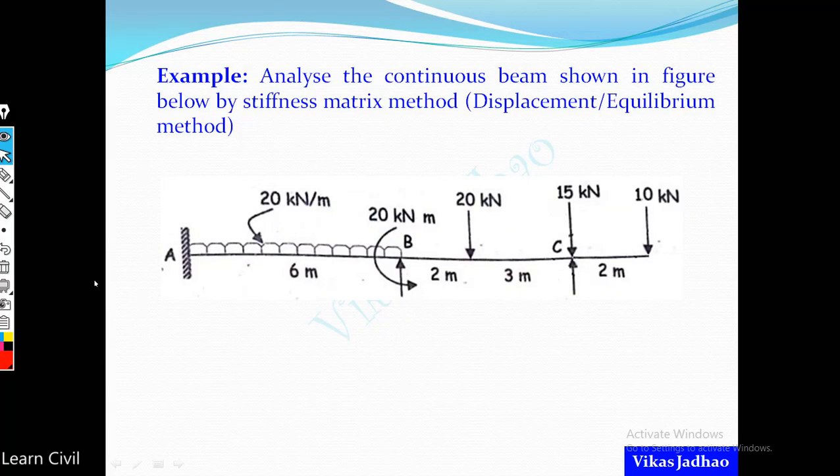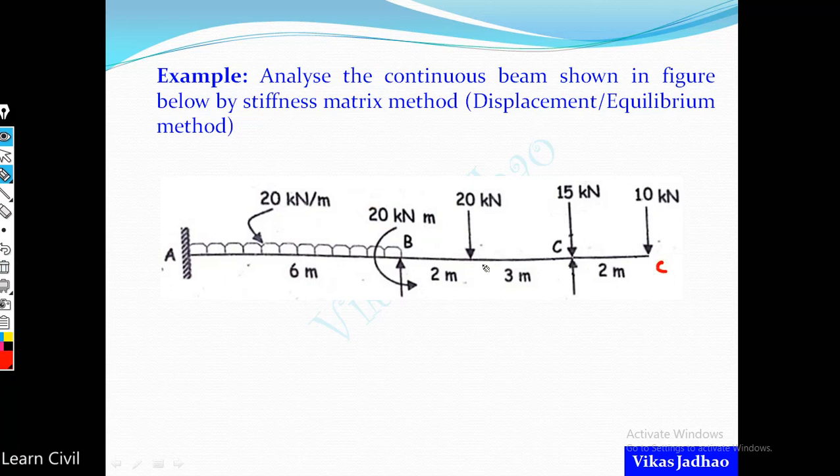The problem statement for the analysis is as shown in this slide. Analyze the continuous beam shown in figure below by stiffness matrix method or displacement method or equilibrium method. For a continuous beam ABCD, the span AB is subjected to a uniformly distributed load of 20 kN per meter, which is acting throughout the span AB. Span AB is 6 meter. An anticlockwise moment of 20 kN meter is acting at joint B as shown in this picture.